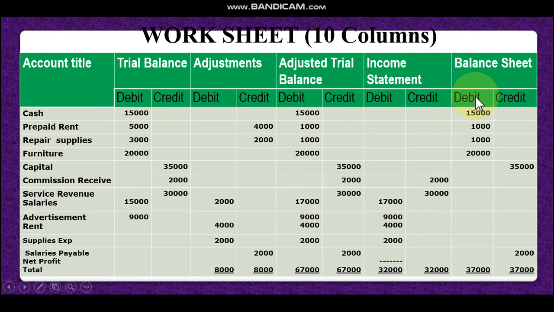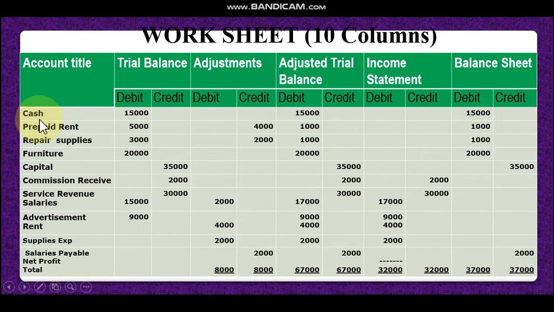Dear student, if you can remember, last class we discussed that in the income statement, on the debit side we will write all the expenses, and on the credit side we will write all the income. All income will be on the credit side, all expenses on the debit side. In the balance sheet column, all assets will be debit, and liabilities and equities will be on the credit side.